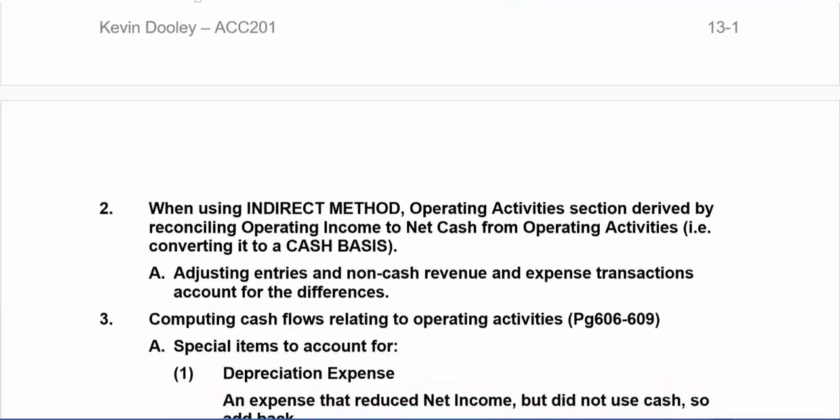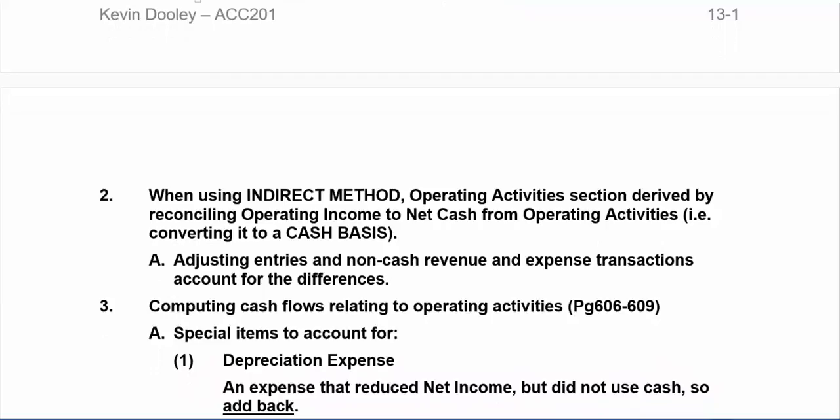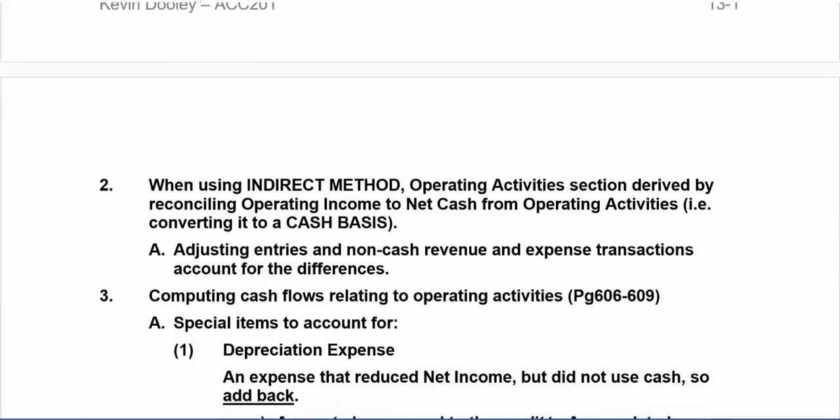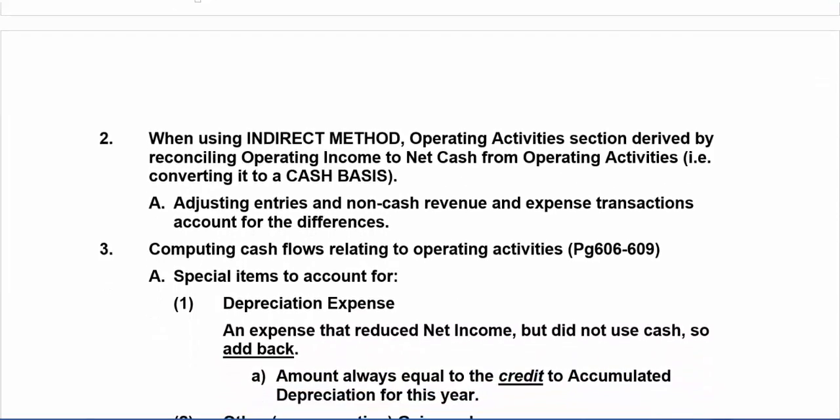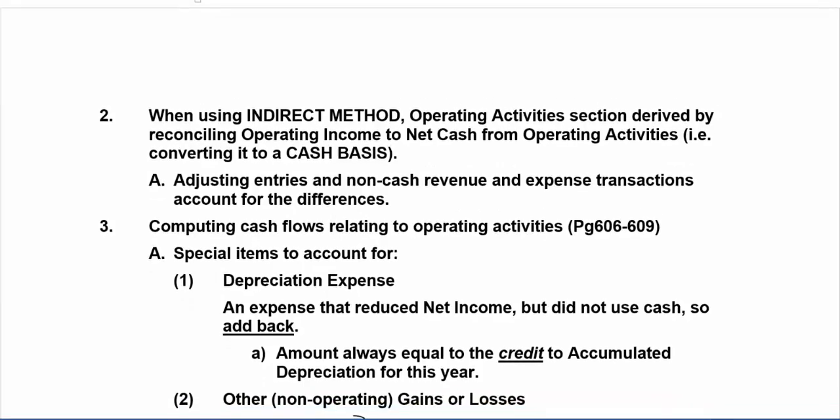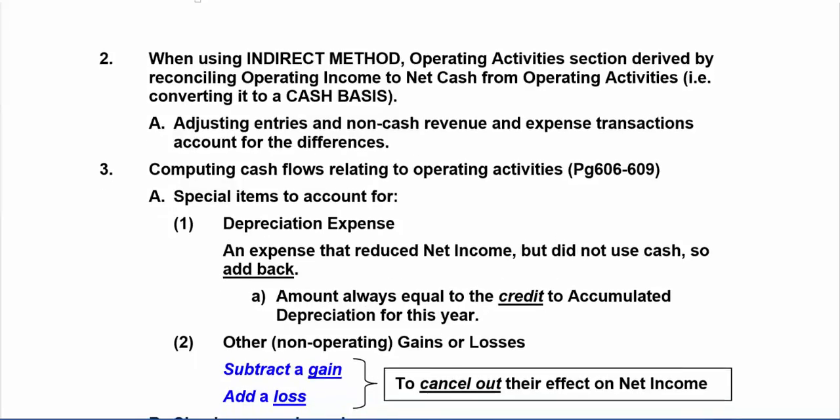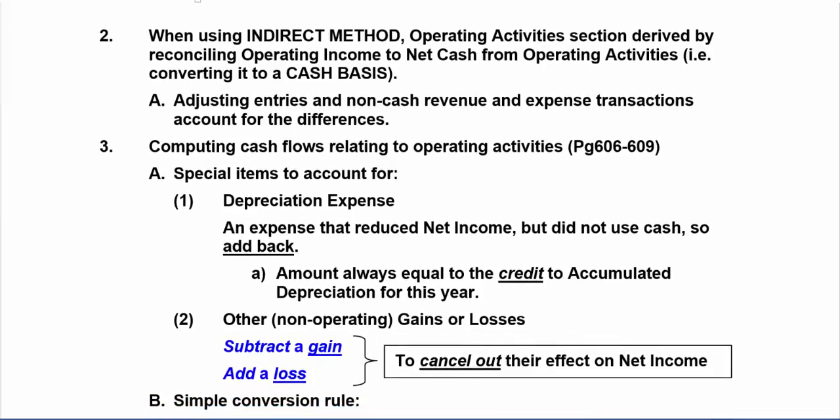So if we're going to do operating activities, the special things we have to account for are depreciation expense. That reduced your net income, but it didn't use your cash, so we're going to add it back. And if you're trying to find it, if it hasn't been flagged for you, then you would look in the accumulated depreciation account and see the credits to the accumulated depreciation account. That would match the debits to the depreciation expense account. Other non-operating gains and losses, as I mentioned above, if there's a gain, like gain on sale of plant assets, then you would subtract it. If there was a loss, you would add it. That's so you can cancel out their impact on net income.